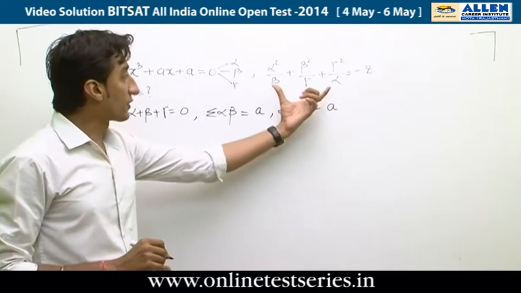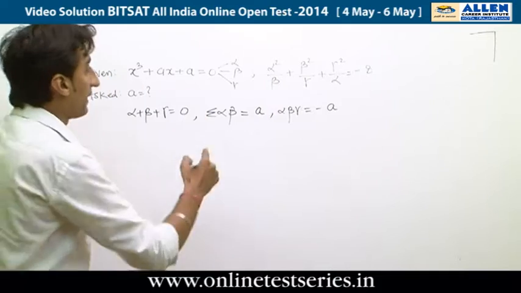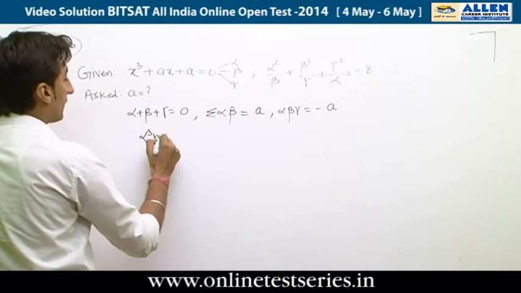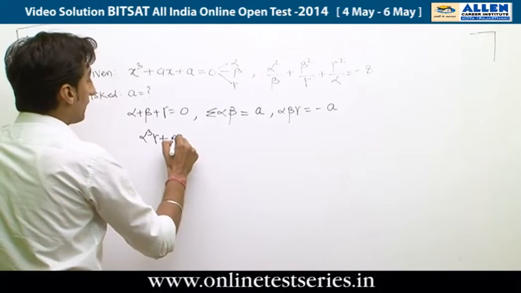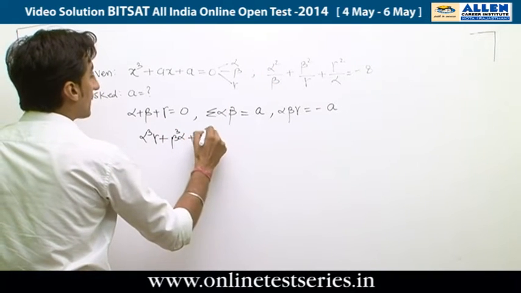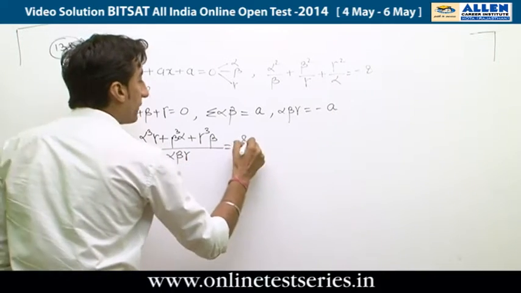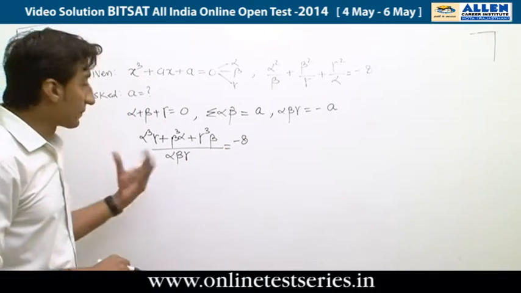Now if we simplify the given equation by taking the LCM, we find that alpha cube into gamma plus beta cube into alpha plus gamma cube into beta, over alpha beta gamma, is given to be equal to minus 8. Now how to simplify this?